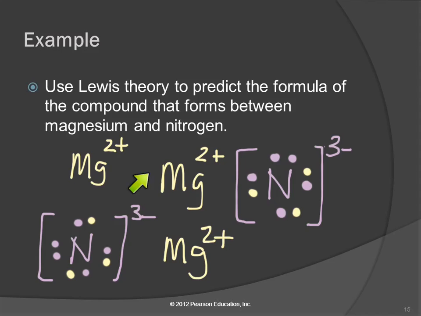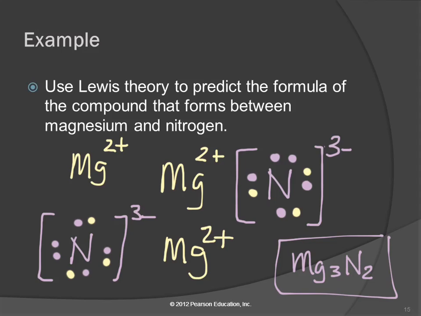So when we have 3 magnesiums and 2 nitrogens, they can shift the electrons around and make everybody happy. What's the formula then? Mg3N2. We learned how to do that from charges because we learned that magnesium has a 2 plus charge and nitrogen has a 3 minus charge, and we did that crisscross thing. And we learned to predict that way, but that didn't explain why it did that. This explains why magnesium and nitrogen do that.